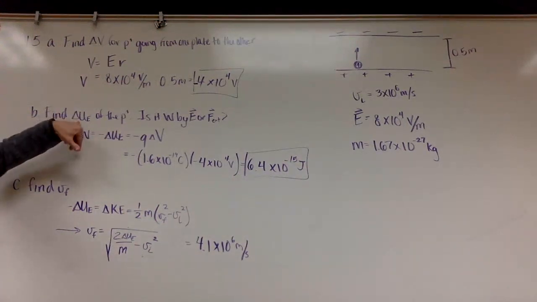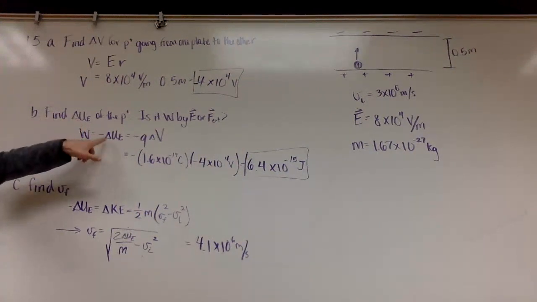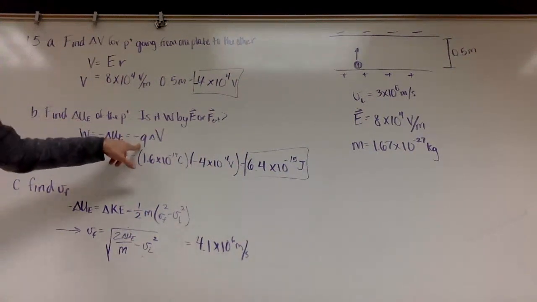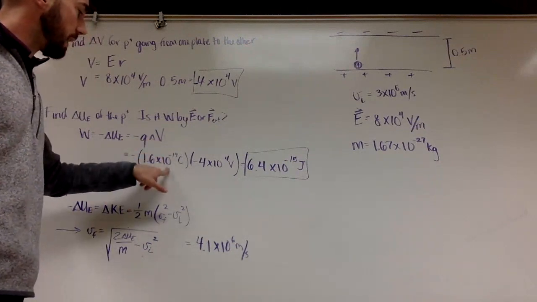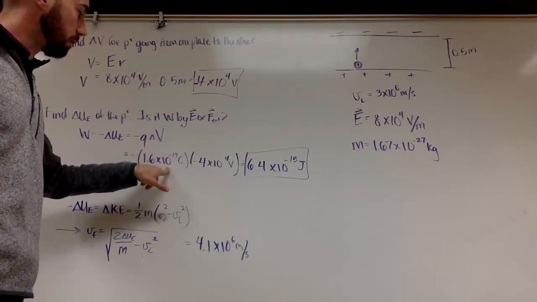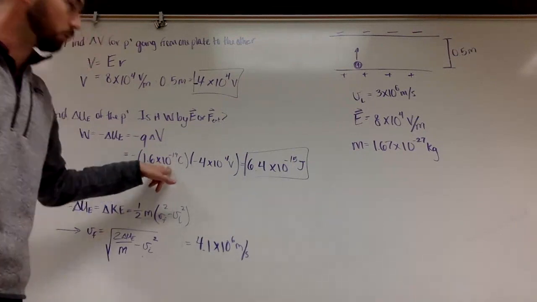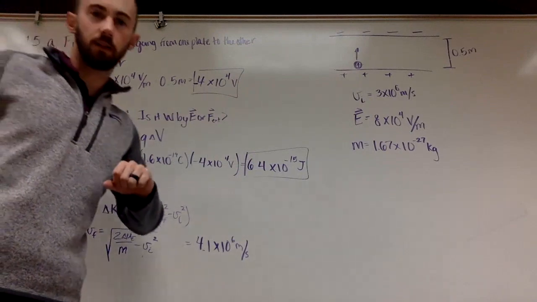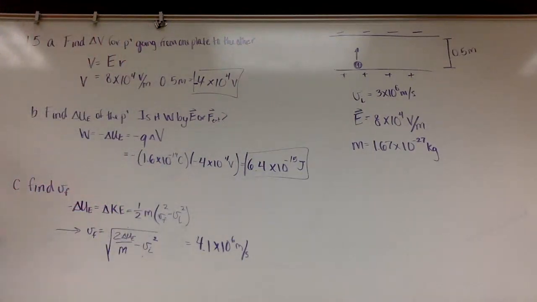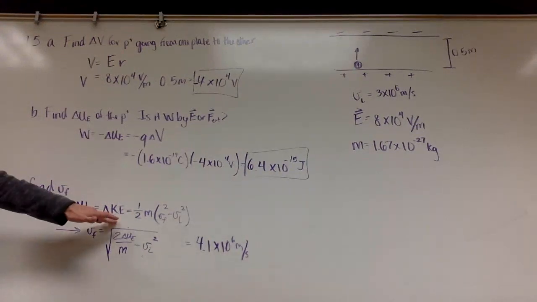When we come down here and use that to solve for our delta UE, remember our delta UE is just going to be equal to the negative of the work, which is just negative Q delta V. The charge of a proton and an electron are both 1.6 times 10 to the minus 19 coulombs. Multiply that by the change in voltage, and we end up with 6.4 times 10 to the minus 15 joules. Still a pretty small number.